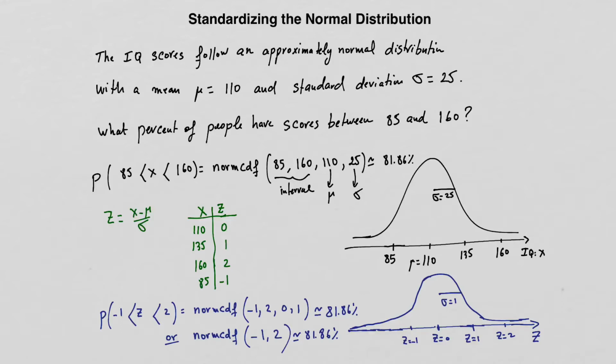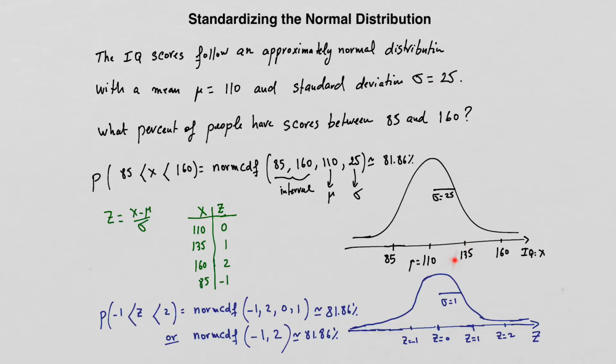Okay, so what if I change this into Z values? So for example, if I pick 110, which is the mean, I'm just picking numbers at random. If I pick 110, I should get a Z of 0, right? Because 110 minus 110, the mean is 110. 110 minus 110 is 0, and 0 over a positive number is 0.